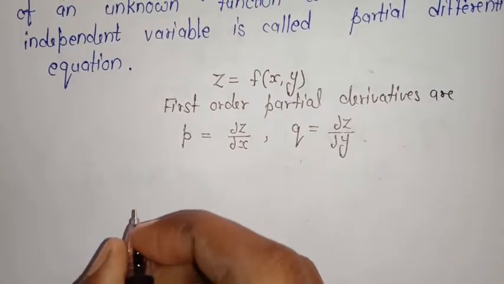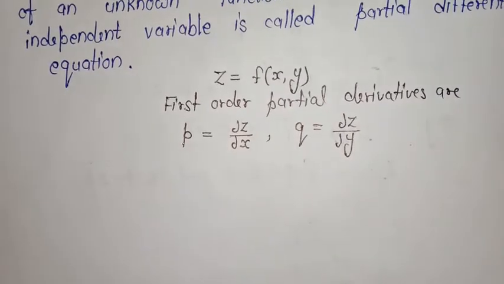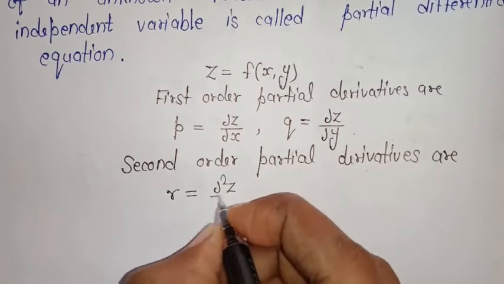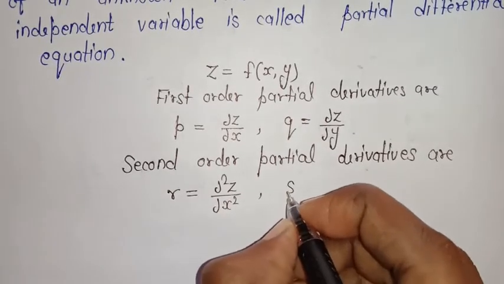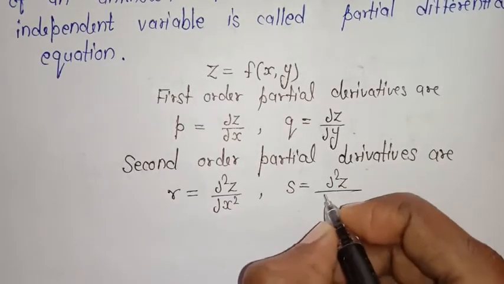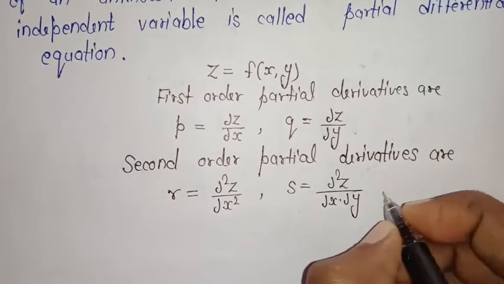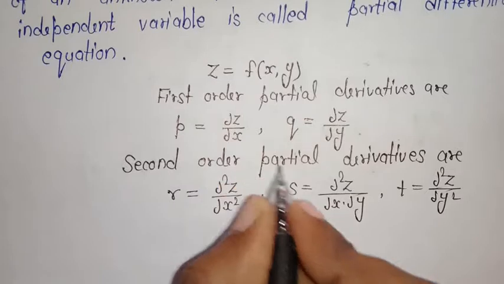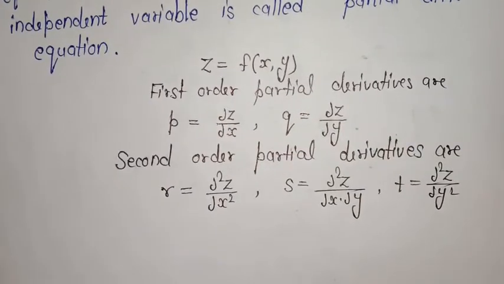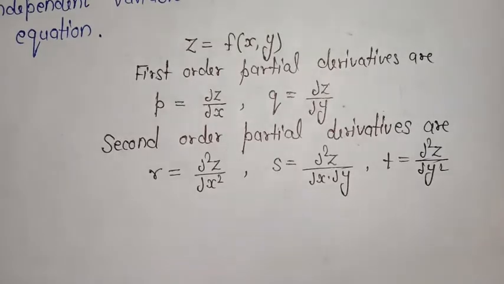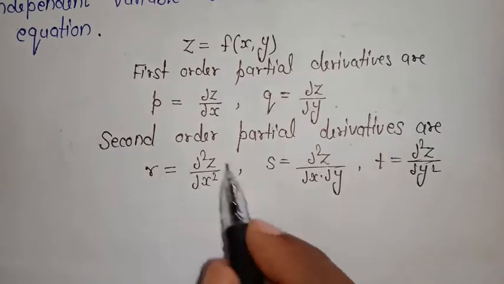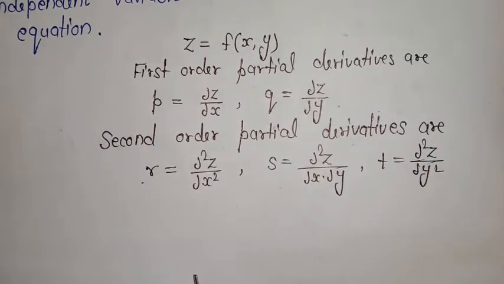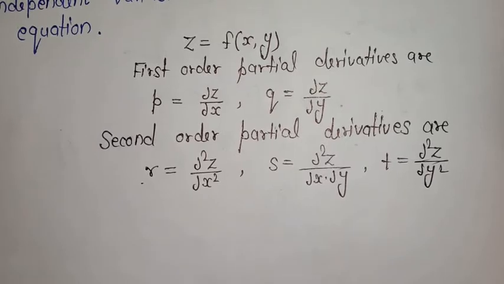If we talk about second order partial derivatives, then the second order partial derivatives are r, s and t. r is equal to ∂²z/∂x², s is equal to ∂²z/∂x∂y, and t is equal to ∂²z/∂y². So these are the symbols by which we can denote these partial derivatives, and we should always remember this, because sometimes the question is not given in the form of partial derivatives. In fact, it is given in the form of r, s, p, q. So if we understand this, then we have no confusion about that.